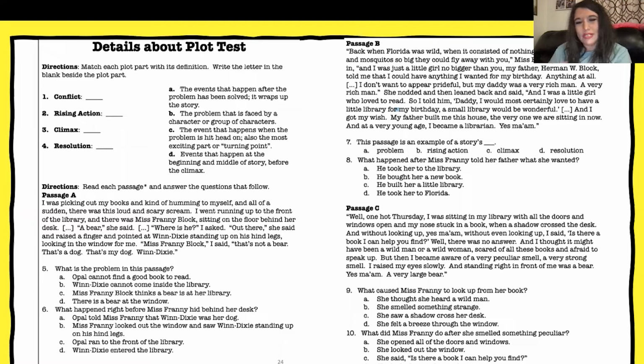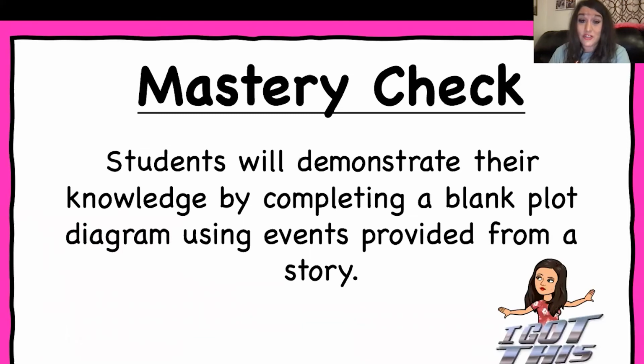So I wanted to do this as kind of a primary. This is not going to be my mastery check. Okay. This is kind of like, are we getting it? Are we getting there? So then my mastery check is going to be a blank plot diagram. So I want to know what can you create? What do you know? So I'm going to give them a short passage that they read, and they are going to take the events from that story and create their own plot mountain.